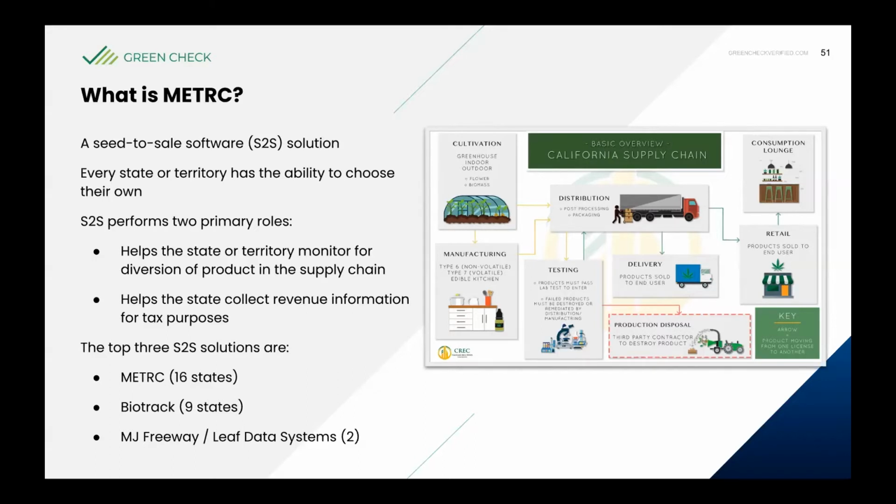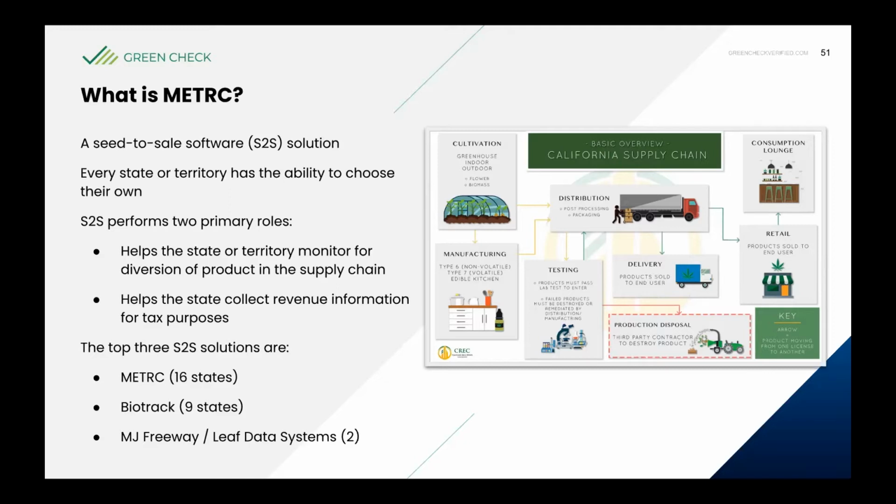As you see at the bottom, the names that you'll most likely see, because they're the most common ones out there, are Metrc from Florida, BioTrack, which is also from Florida, and MJ Freeway or Leaf Data Systems. But Metrc is clearly the one that is seen most around the country. So a seed to sale system performs two primary roles that we mentioned earlier on. It helps monitor for the diversion of product in the supply chain, and it helps the state or territory collect revenue information for tax purposes.